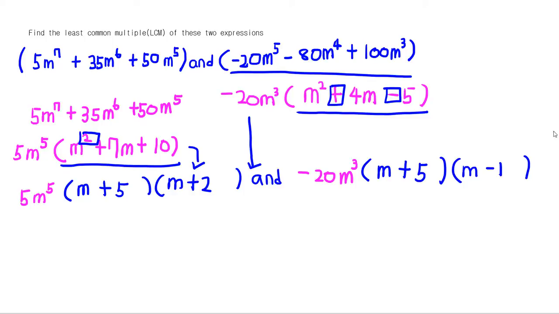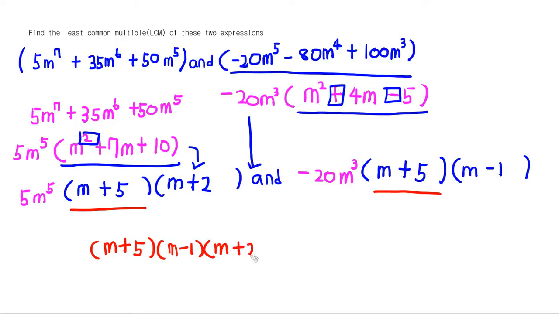So let's see. If you look at these two expressions, both contain m plus 5. So we don't have to multiply by m plus 5 again. They don't include m plus 2 and m minus 1, so let's write it. We just have to write m plus 5 multiplied by m minus 1 multiplied by m plus 2 right over here. We just multiply these things.